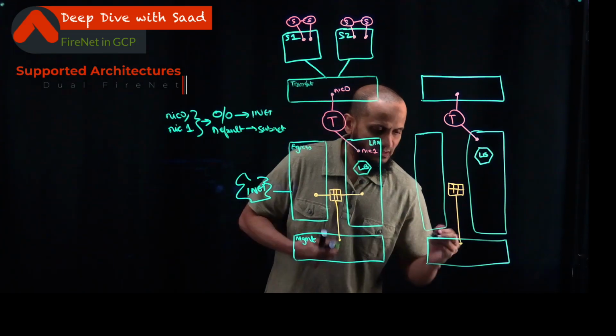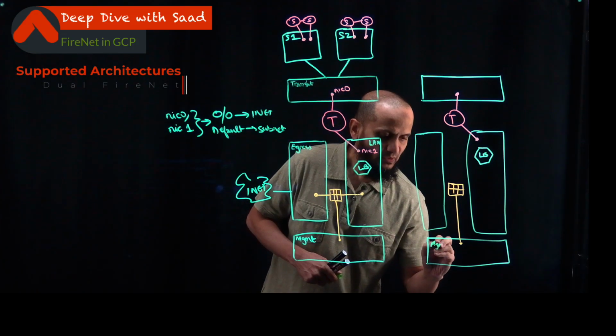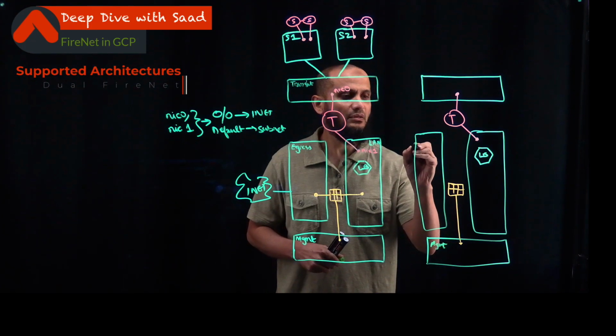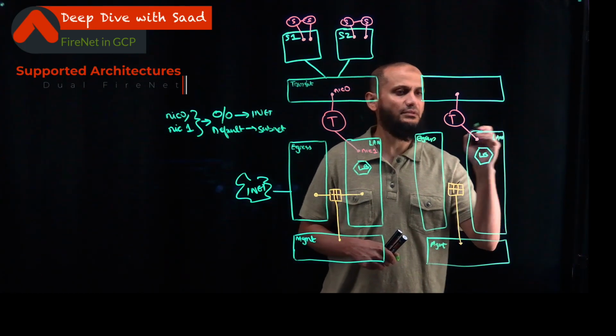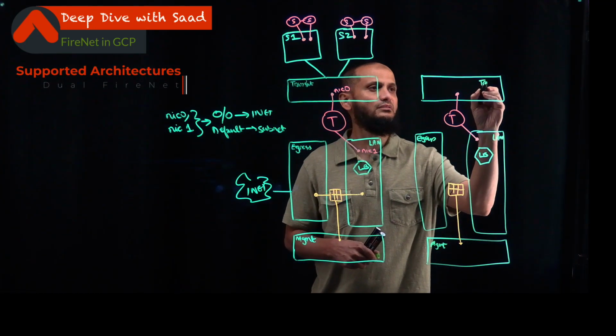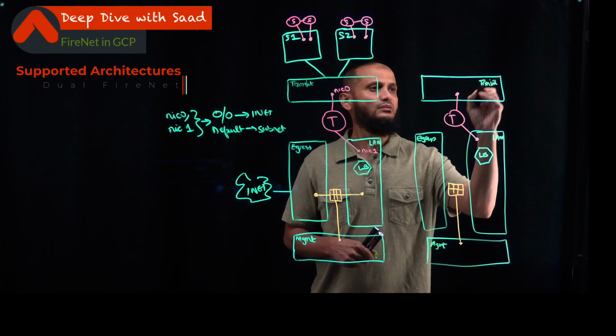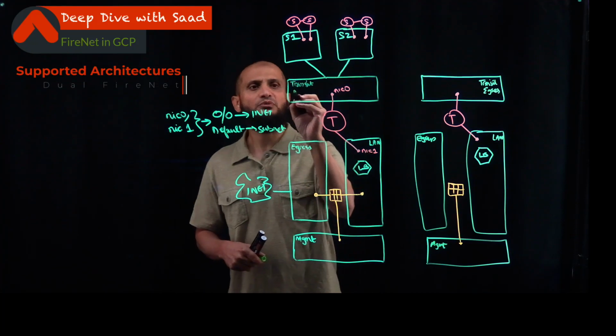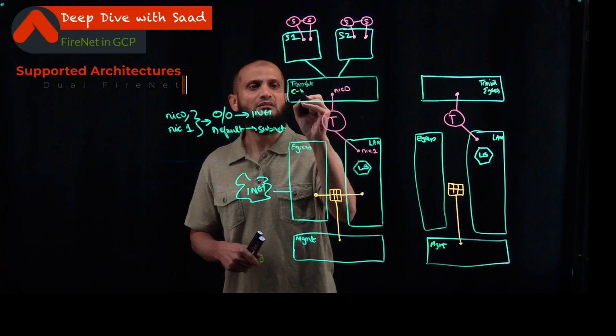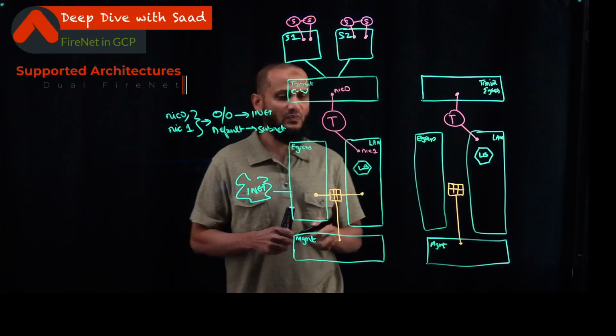So this one is management VPC, egress VPC. Here is LAN VPC. This is a transit egress, and this will become transit east-west.